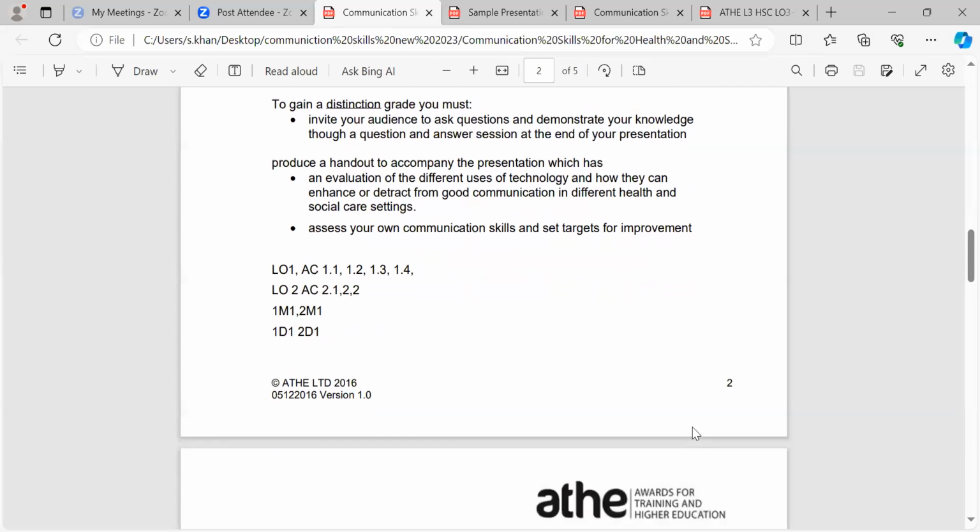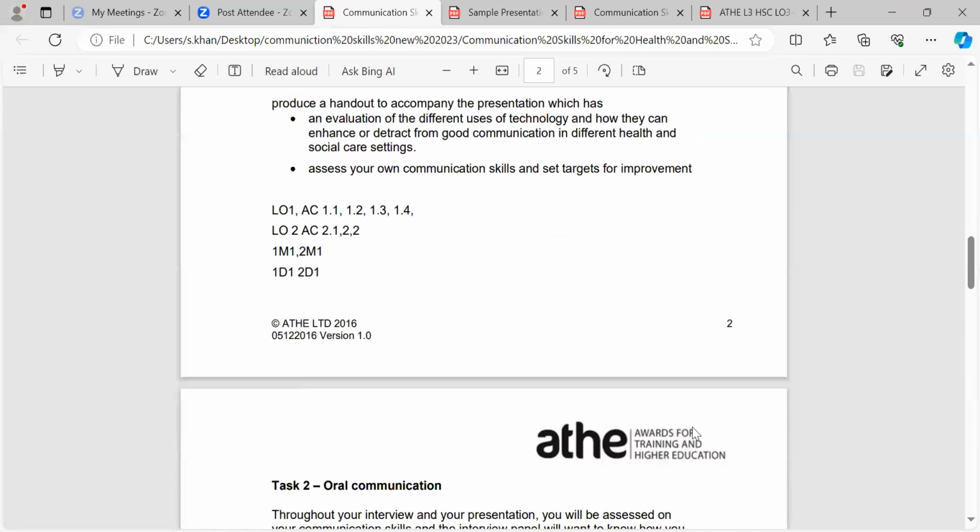You must also assess your own communication skills and set targets for improvements. And that is learning outcome AC 1.1, 1.2, 1.3, 1.4, learning outcome AC 2.1, 2.2 and 1M1, 2M1, 1D1 and 2D1. And task 1 is all in learning outcome 1 and 2, okay?